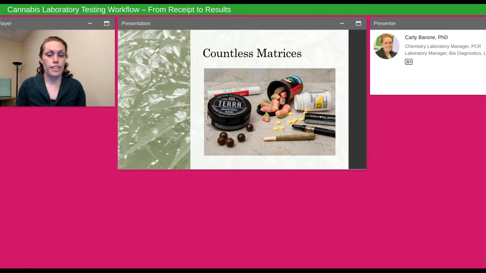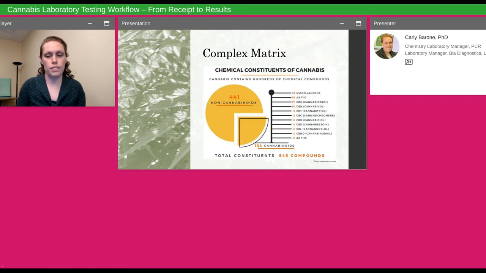So there are countless matrices that contain CBD and THC. You name it, there's probably a product out there. We see anything from dog treats to gummies to bath products, and all of which need to be treated specifically in our laboratory. And not only do we see a lot of different matrices, but cannabis itself is a very complex matrix. Cannabis actually contains 545 compounds, and 104 of those are cannabinoids.